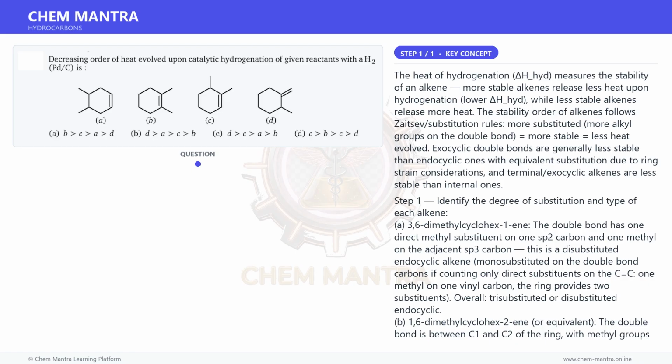A. BCAD. Incorrect because D, exocyclic, should evolve the most heat, not B. C. DCAB. Incorrect ordering of the endocyclic alkenes. C is more substituted than B, so C should evolve less heat than B. D. CBCD contains a repeated letter and is inconsistent.